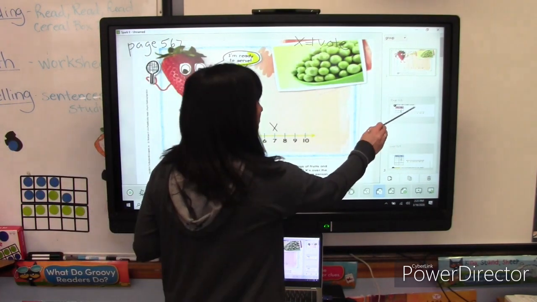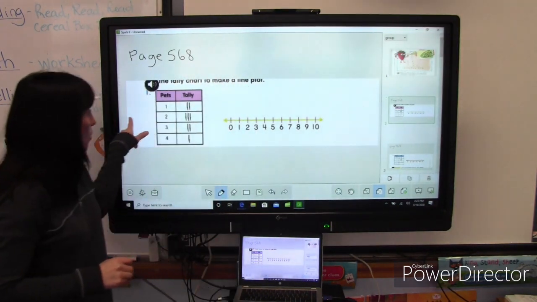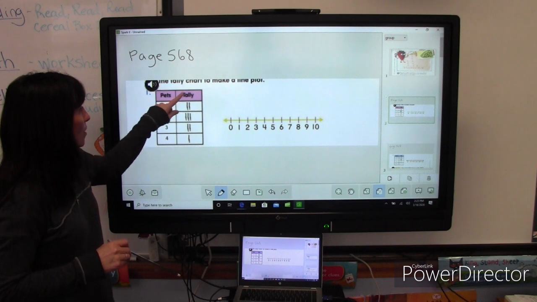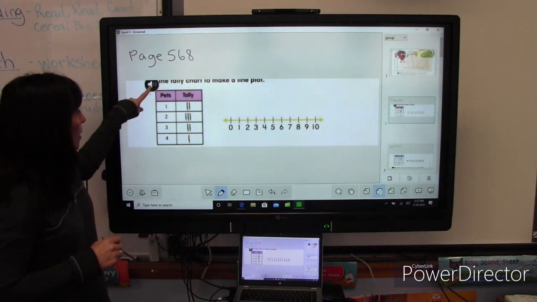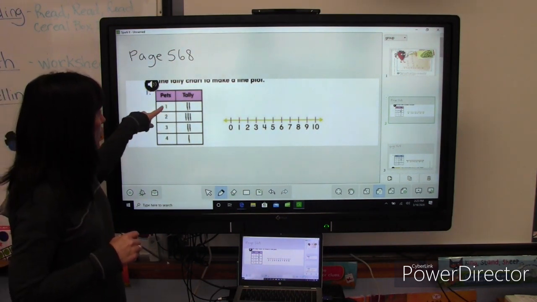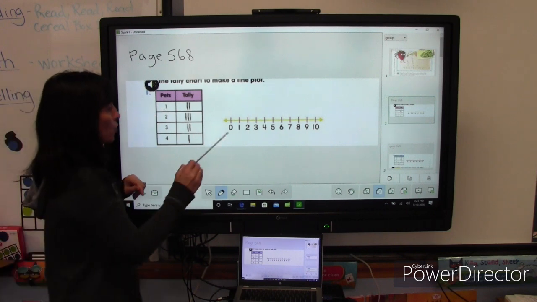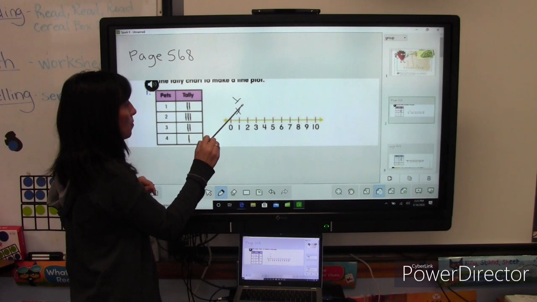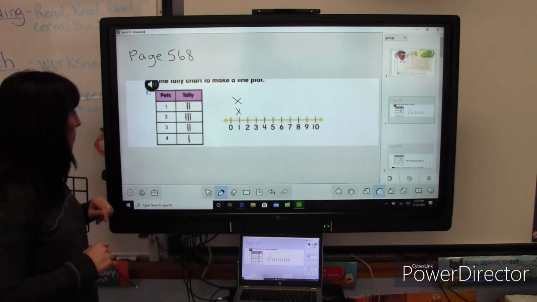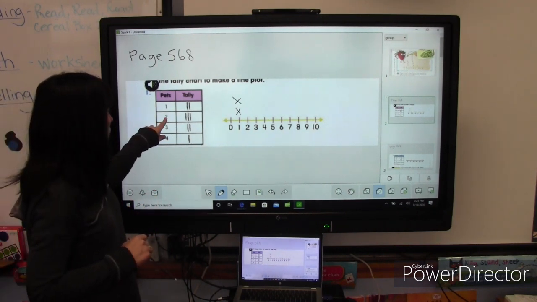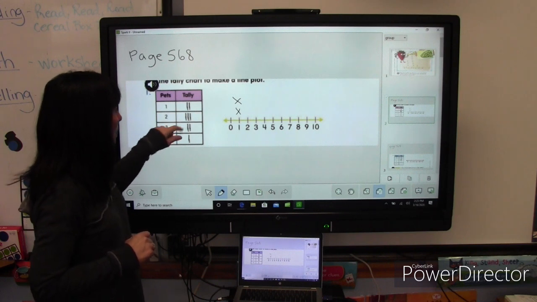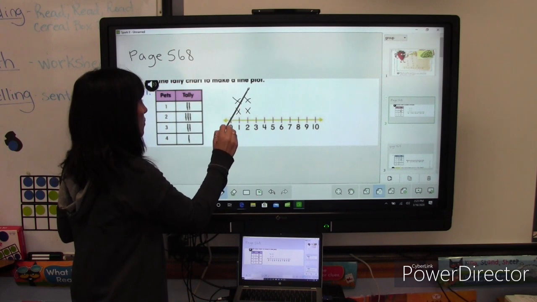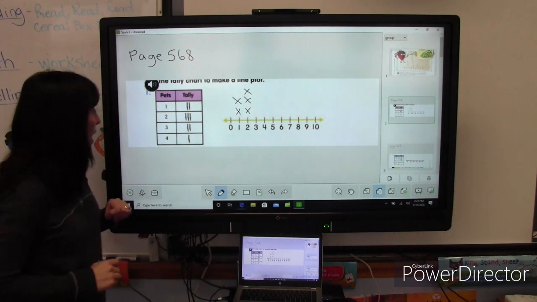In the next one, we have the tally chart to work with. So here's our data, our information is here in the tally chart. This one is about pets. I can see from my tally chart that 2 people have 1 pet. So I'm going to go to the number 1, and I'm going to mark 2 X's above it for the 2 people that have 1 pet. If I look at 2 pets, I can see that 3 people have 2 pets. So 1, 2, 3 people have 2 pets.